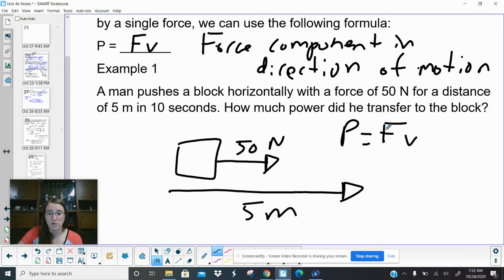So we have the force, right? The force he pushes with is 50. We have to know the speed. So he's going 5 meters in 10 seconds. You guys should know how to find the speed off that. Go ahead and try it.